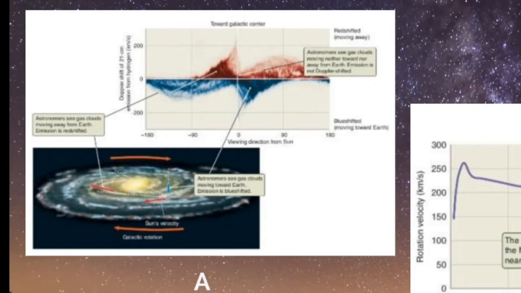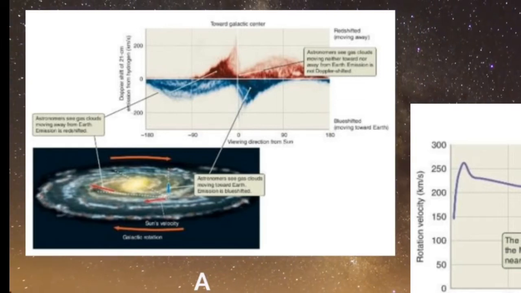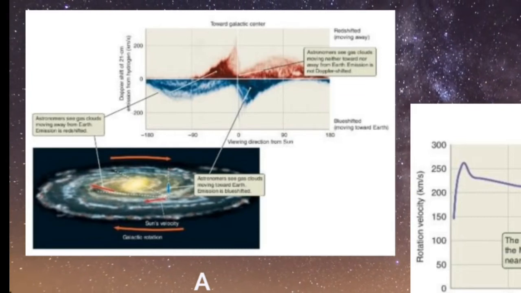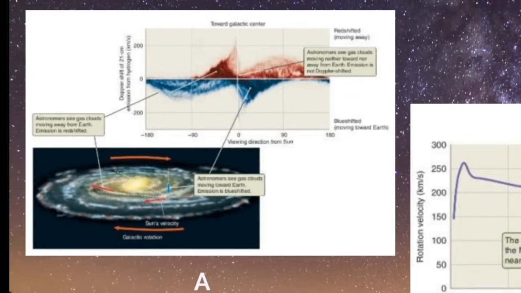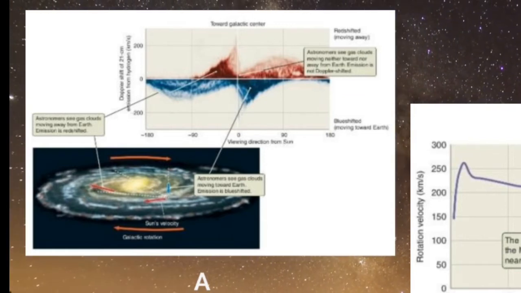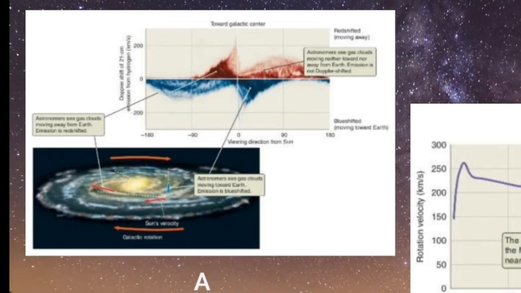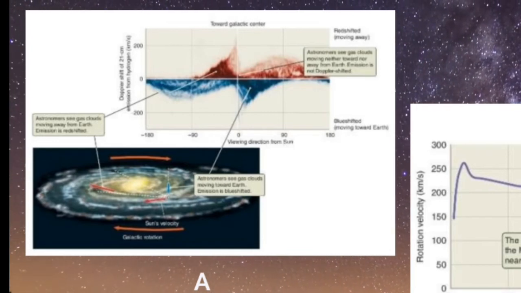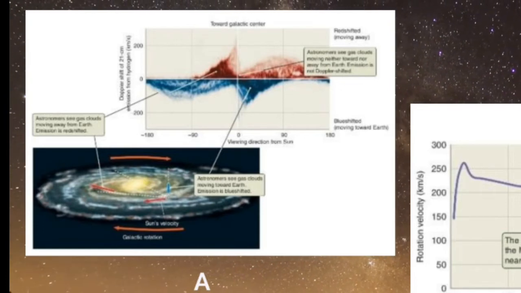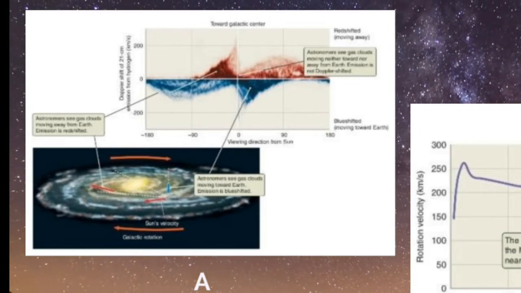Toward the galactic center, astronomers see gas clouds moving toward Earth as blueshifted, whereas gas clouds moving away from Earth are redshifted, and it is a pattern of the rotation of the velocity of gas in a disk. Take note that from the Earth's perspective, within the solar system, the revolving disk signature is evident from both sides of the galactic center.